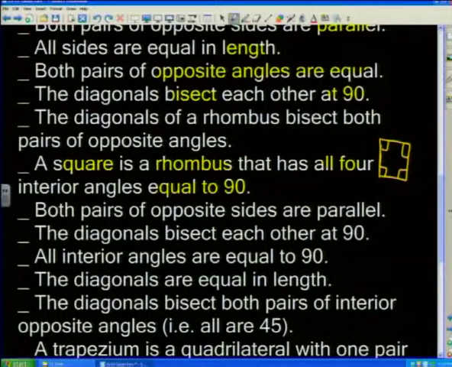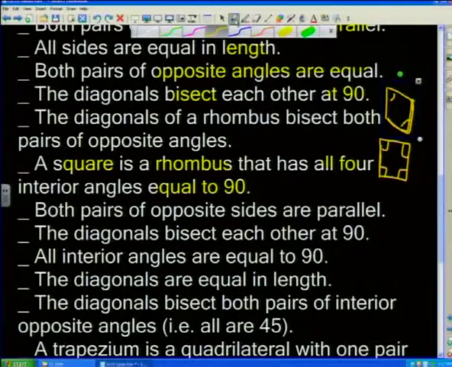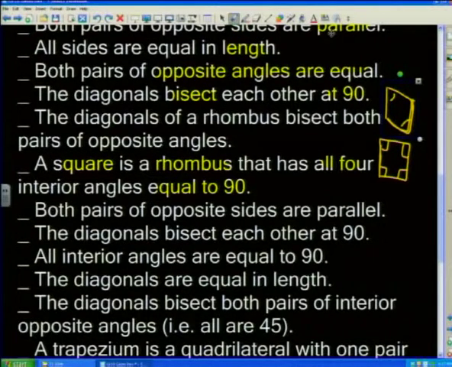Now with a rhombus, it's a little bit more squiffed. I'm going to try as best as possible to draw this, but there we go. Those angles are not really supposed to be at 90 degrees. If these interior angles are at 90 degrees, then it becomes a square. So a square is really just a special rhombus that has all four angles equal to 90 degrees.